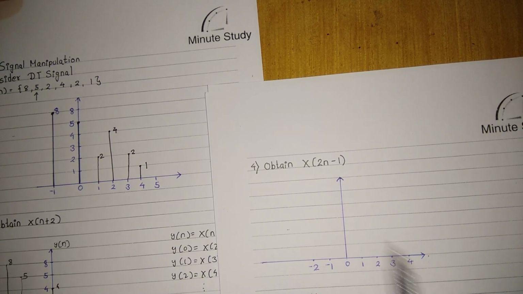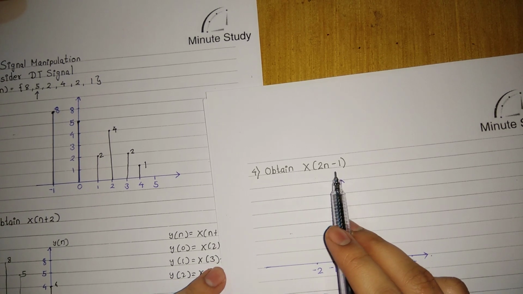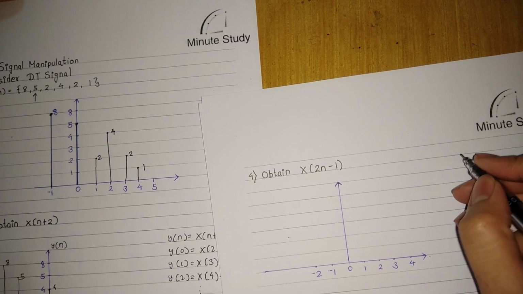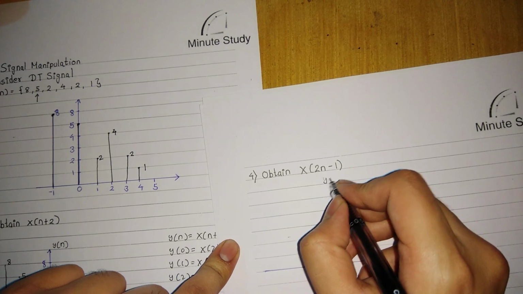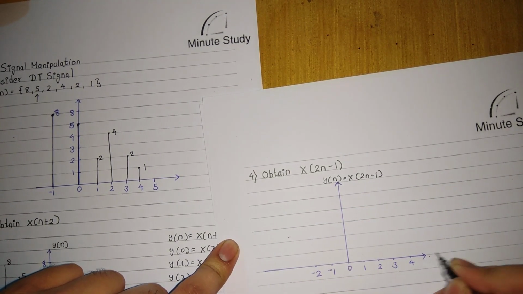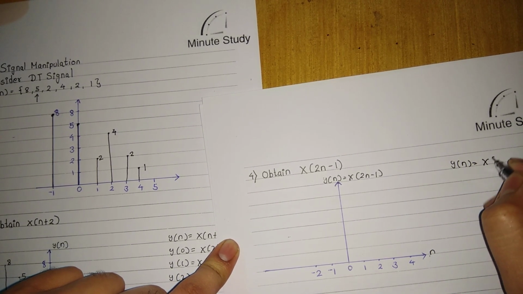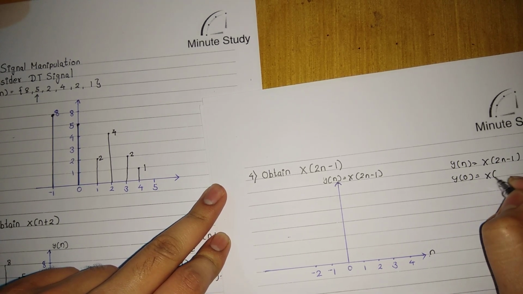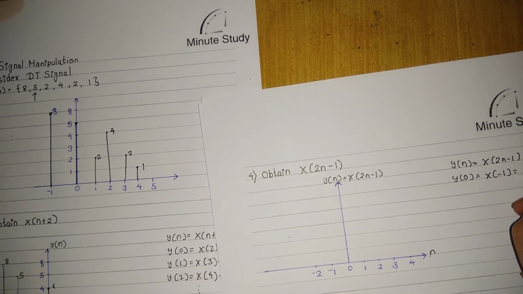Okay, now let's take a fourth sub problem, where we have to obtain x of 2n minus 1. Let's solve this problem using a longer method. Let us consider a new signal, y of n is equal to x of 2n minus 1. So for n equal to 0, it will be x of 2 into 0 minus 1, so x of minus 1, and the value of x of minus 1 is equal to 8.